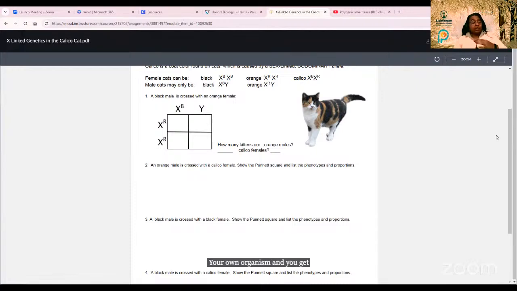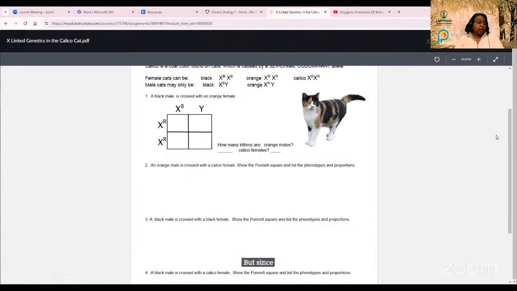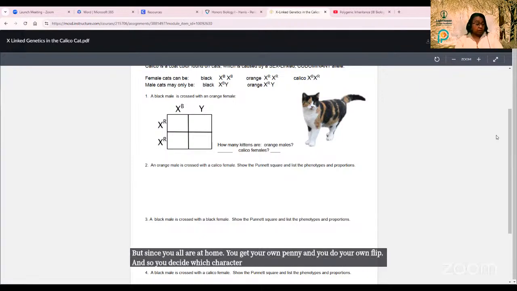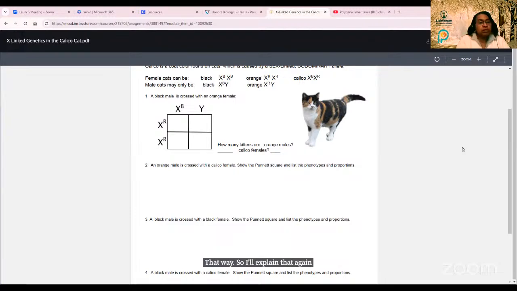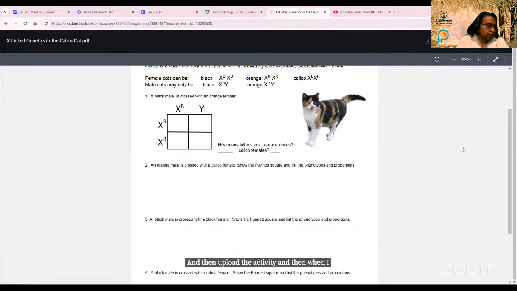Now, normally in the classroom, it's done where you do it with a partner and you flip a coin. You decide who's going to do the male characteristics and who's going to do the female characteristics. But since you all are at home, you get your own penny and you do your own flip. And so you decide which characteristic is going to be male and which one is going to be female. And then you'll fill in your boxes that way. So I'll explain that again when I upload it. So right now I'm going to stop sharing, let you work on this, do attendance, and then upload the activity. And then when I do that, I'll explain that one.